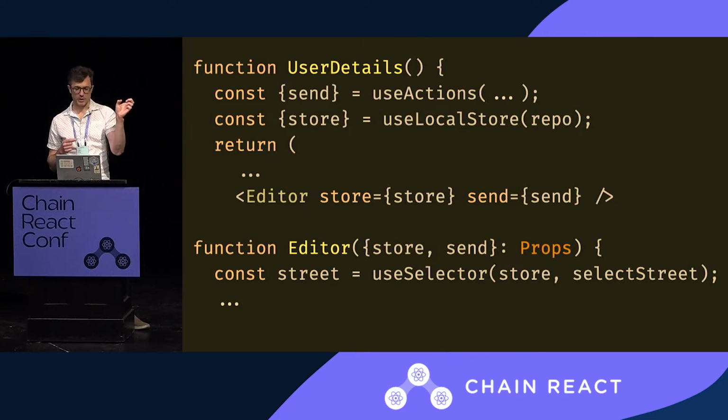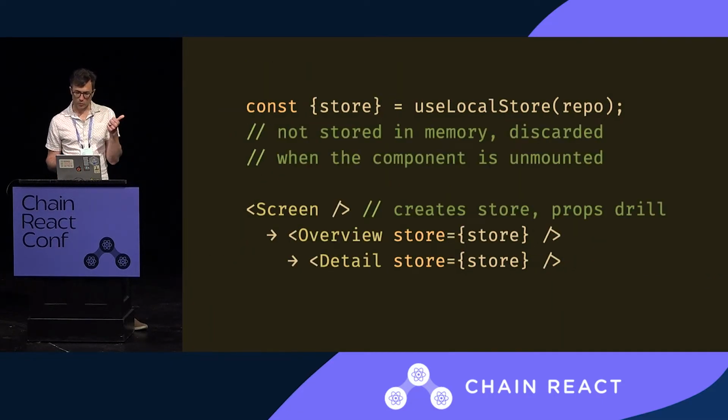We vend a copy of the store. In this case, I'm using a local store. So this one doesn't get put on a shelf. It just exists kind of in local memory, and we pass it around with props. We can select values out of it. So we have local ones. These aren't stored in global memory. They're discarded when the component is unmounted, and everything's props drilled.